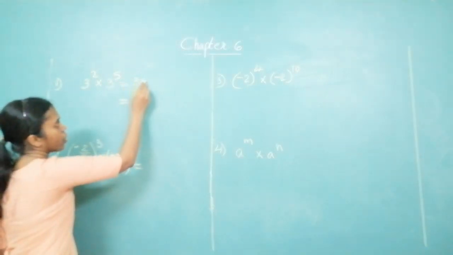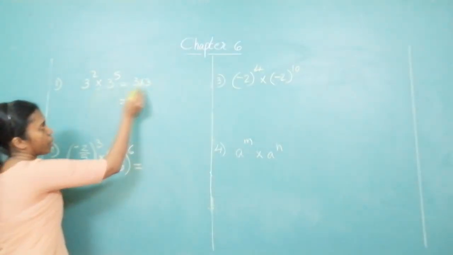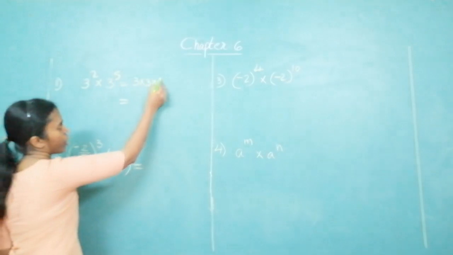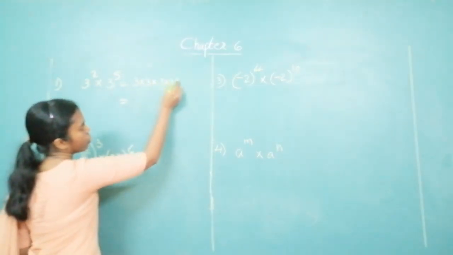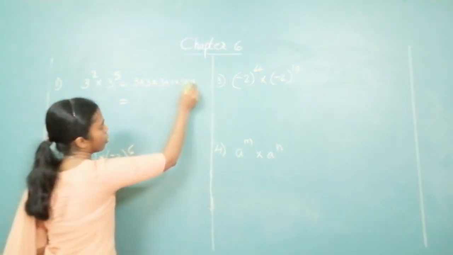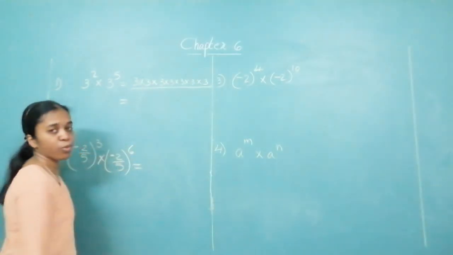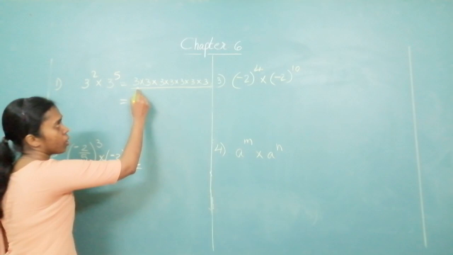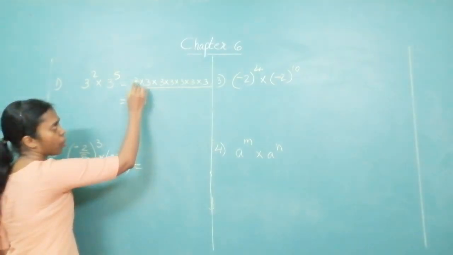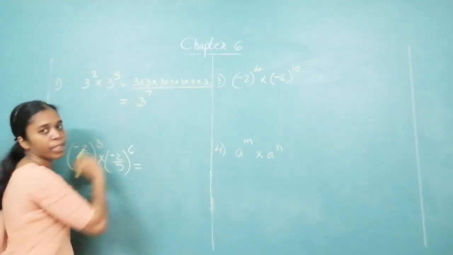Okay. What is the meaning of 3 squared? You know that 3 into 3 multiplied by 3 raised to 5 means 3 into 3 into 3 into 3 into 3. Now, if it is given in this multiplication form, you know how to write the index form. What is the base here? 3. How many times? 7 times.